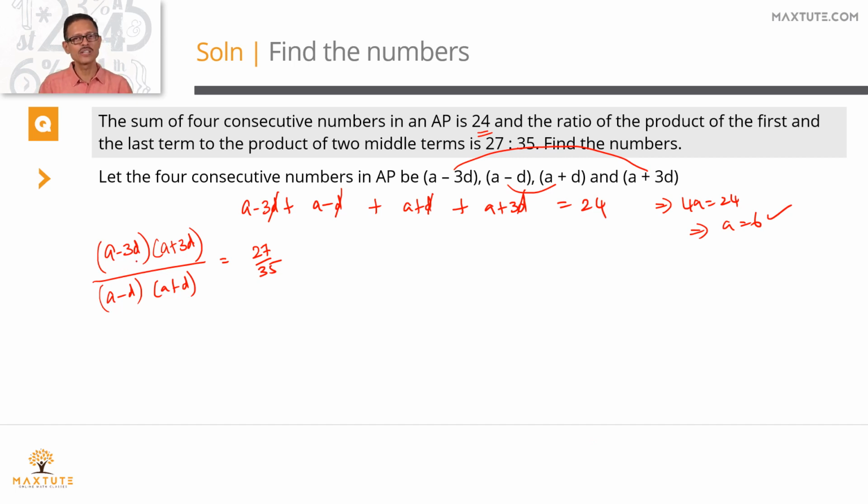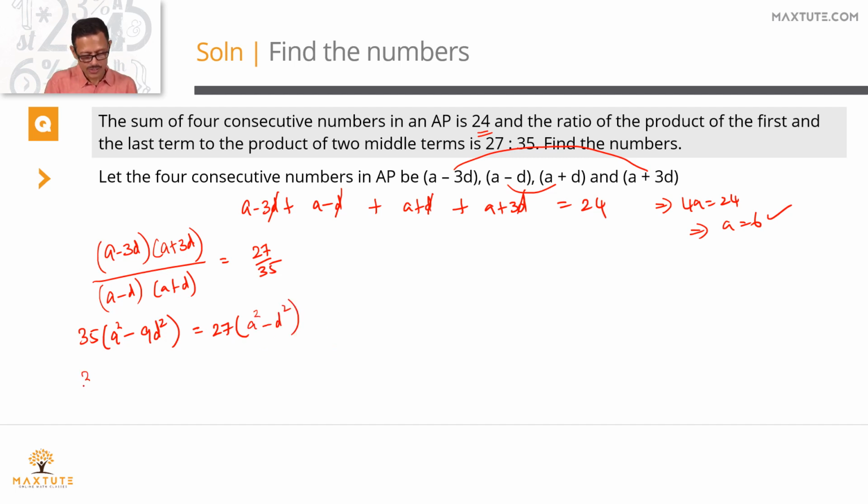We'll plug it in later. Let's do it in the last but one step. So the numerator will become a square minus 9d square. Cross multiply the 35 with it in this step. So 35 into a square minus 9d square. This is equal to 27, and cross multiplying this term after multiplying it will be a square minus d square.